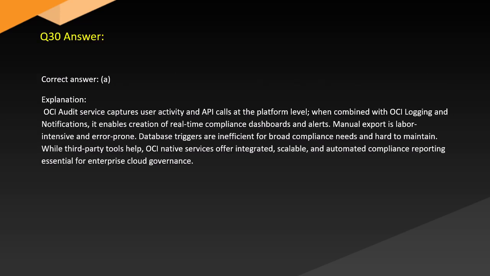Answer. Correct answer: A. Explanation. OCI Audit service captures user activity and API calls at the platform level. When combined with OCI Logging and Notifications, it enables creation of real-time compliance dashboards and alerts. Manual export is labor-intensive and error-prone. Database triggers are inefficient for broad compliance needs and hard to maintain, while third-party tools may help. OCI native services offer integrated and automated compliance reporting essential for enterprise cloud governance.